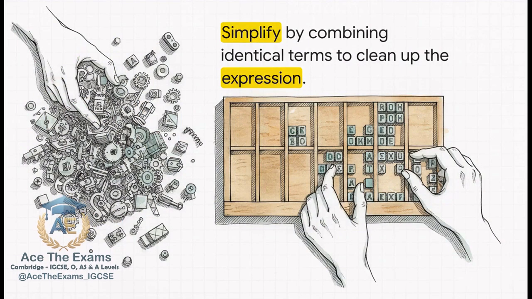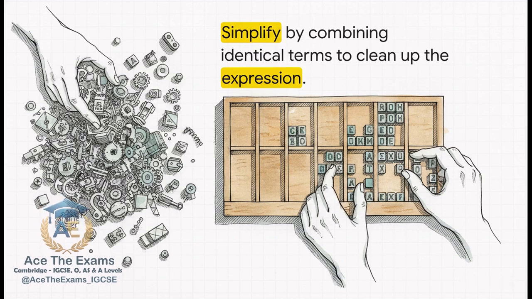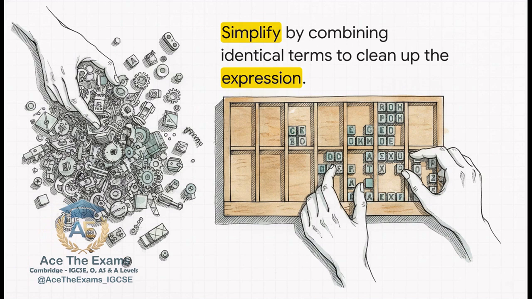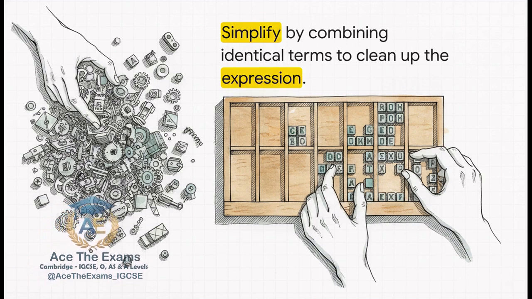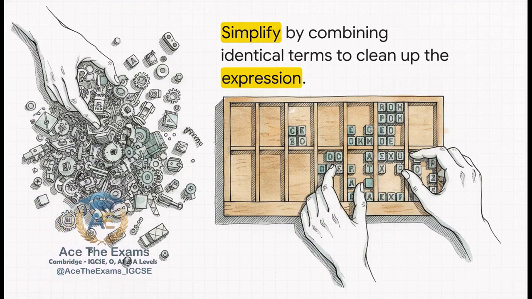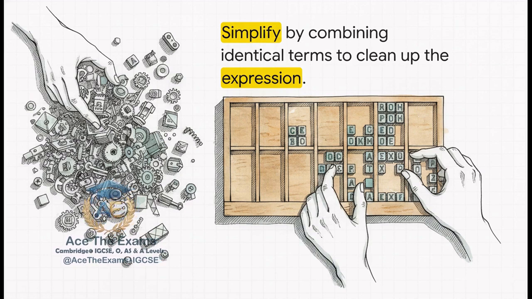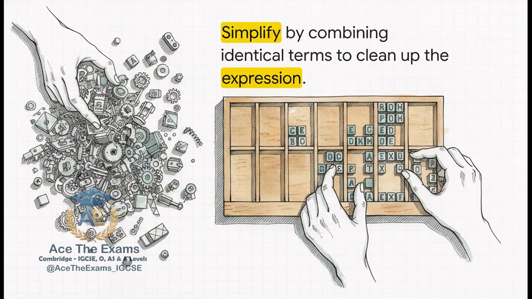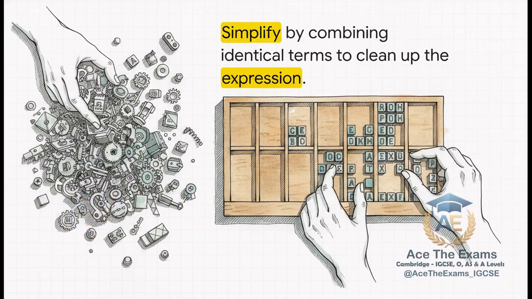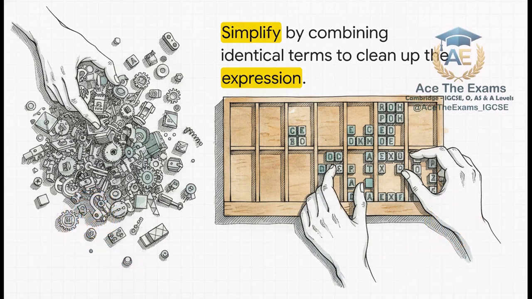But as you know, sometimes sentences just get a little too wordy, and that's exactly where simplifying comes in. Think of it like editing a really messy paragraph to make it punchy. Simplifying cleans up an algebraic expression by simply combining identical types of terms. So if you've got a long sentence with, say, 2 separate x terms, or maybe a couple of xy terms, you just add or subtract their numbers to combine them together into one single neat term.